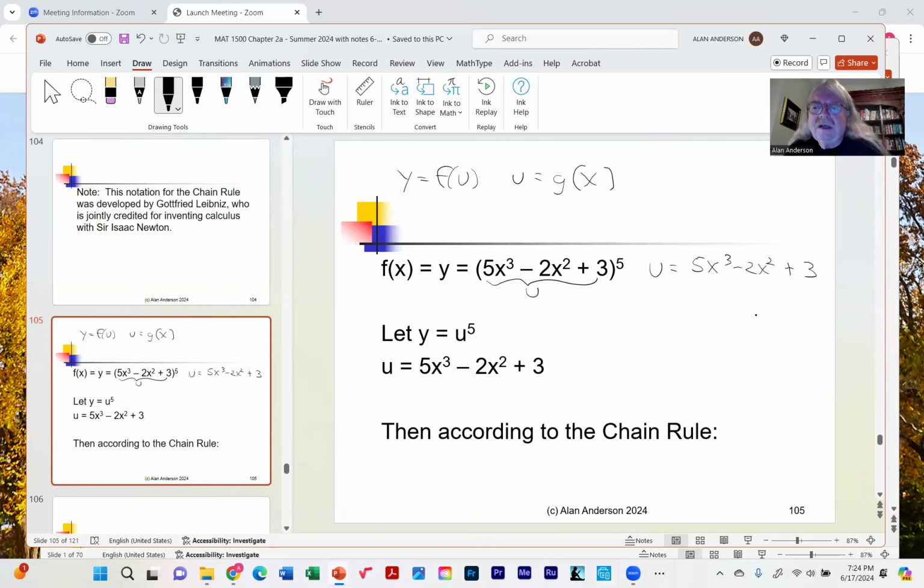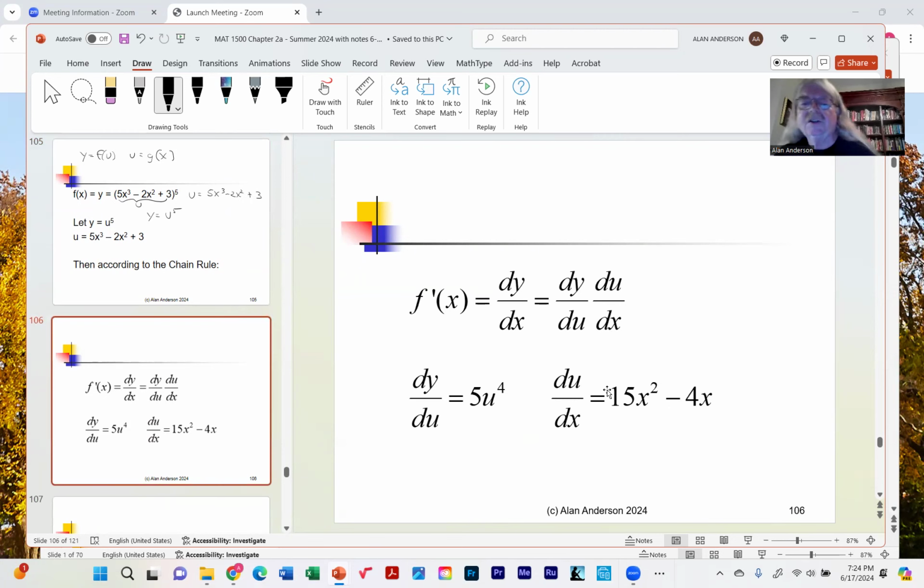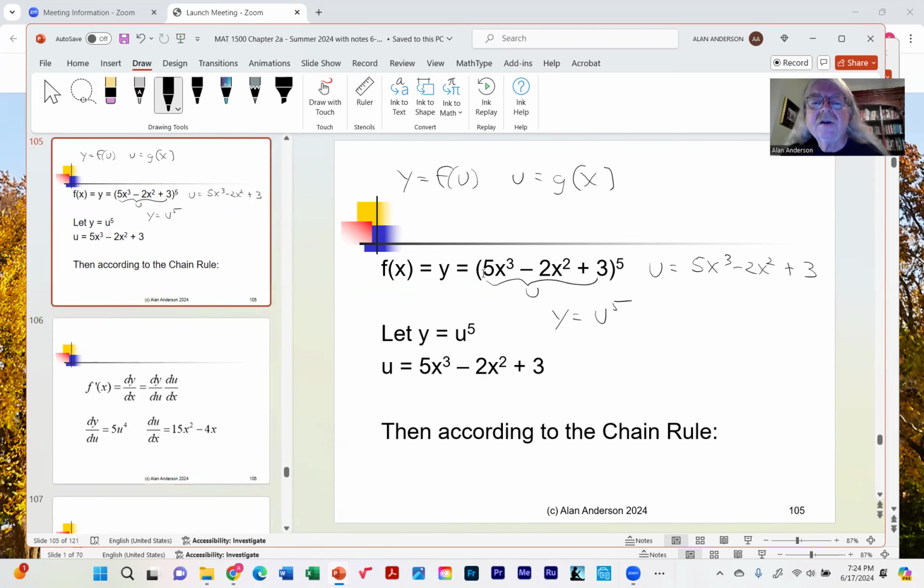Well, remember, we said that the chain rule can be written in the following way. f prime of x is dy dx, or in turn dy du times du dx. So if u is, actually, let me just copy this. Here's our u.